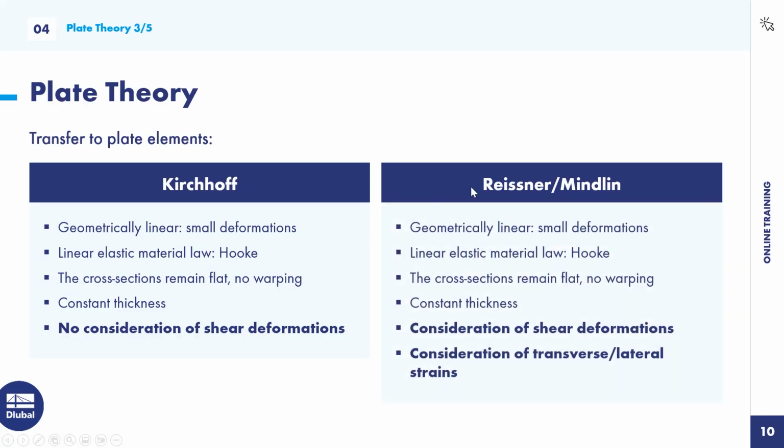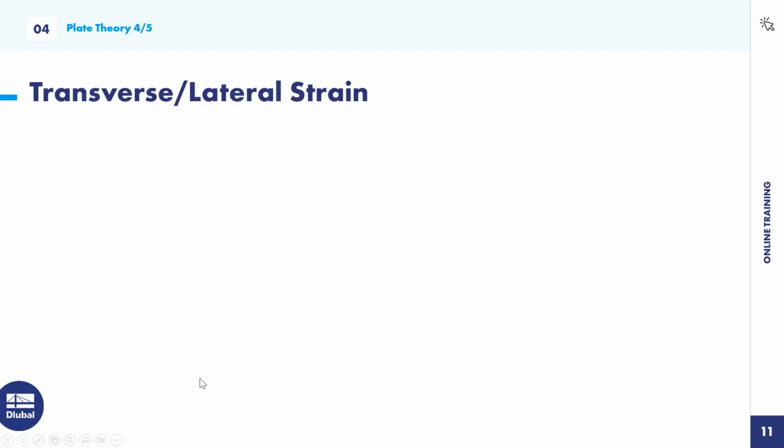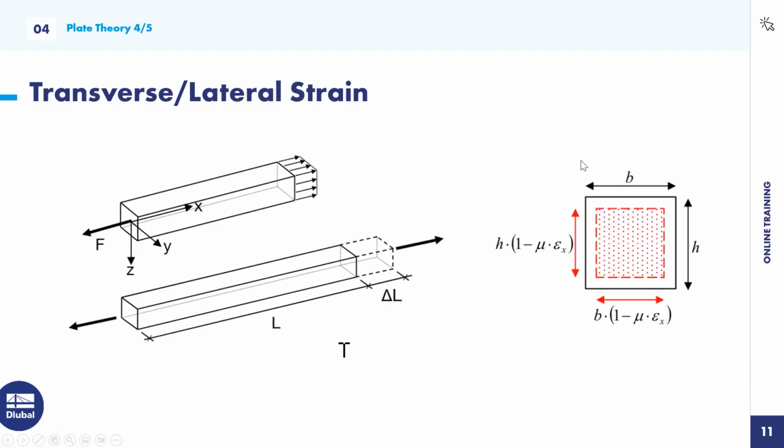Now let's compare the Reissner-Mindlin plate theory. The first four points stay the same. But now there's the difference. With the Reissner-Mindlin, we now have a consideration of these shear deformations. And we also have a consideration of the transverse and lateral strains. So let's go for this one. Let's look at the transverse and lateral strain.